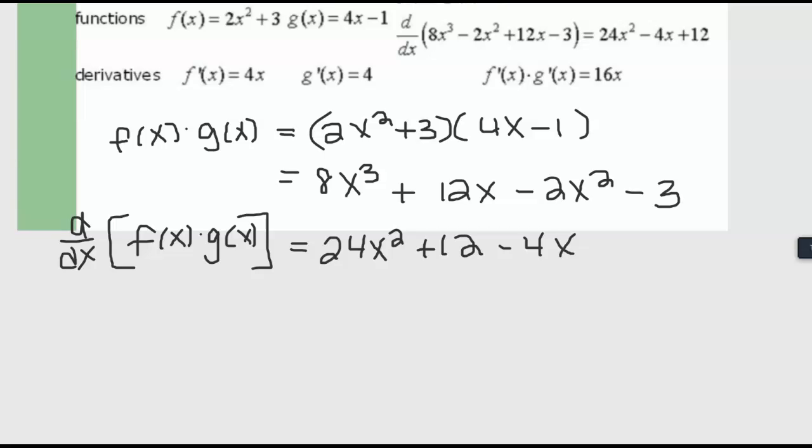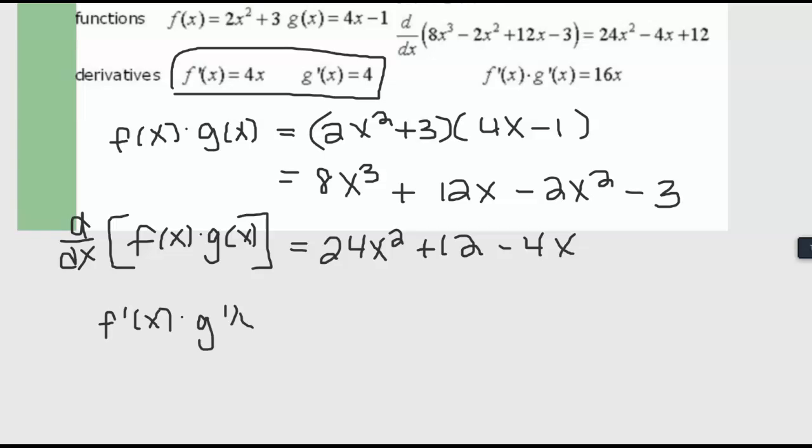So f of x times g of x, its derivative would be equal to the derivative of its polynomial, which is 24x squared plus 12 minus 4x. If I did it the opposing way, and I took the derivatives of f and g, f prime of x times g prime of x would give me 4x times 4, which is 16x.